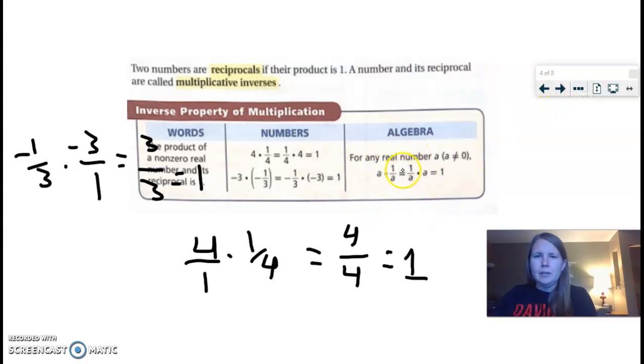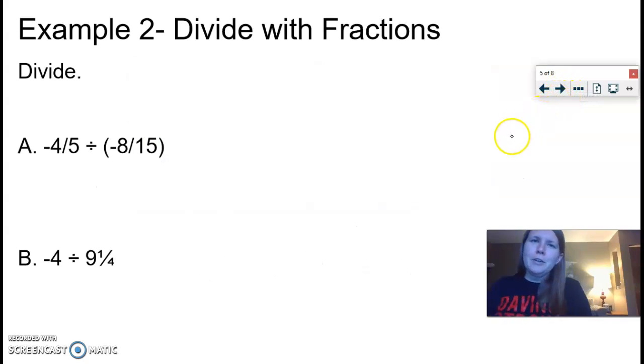The biggest thing, and what they talk about here too, is that a can't be 0. If you've ever plugged something like 5 divided by 0 into a calculator, you can't do that. It gives you an undefined operation. They call it undefined, or sometimes it'll come up as error. So let's go ahead and talk about dividing with fractions.